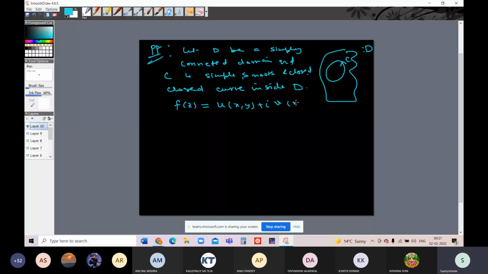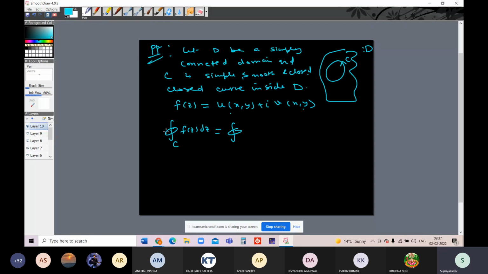You know that f(z) is a complex valued function, so we can write this as u(x,y) + i v(x,y). So the integral of f(z) dz along this curve C can also be written as, in place of f(z), we can write u + iv. Since it is a closed curve, we can also use this symbol.